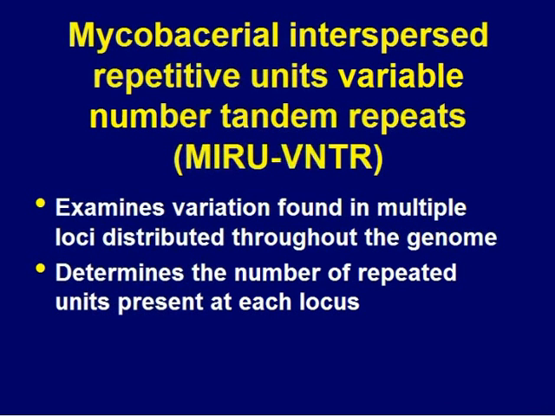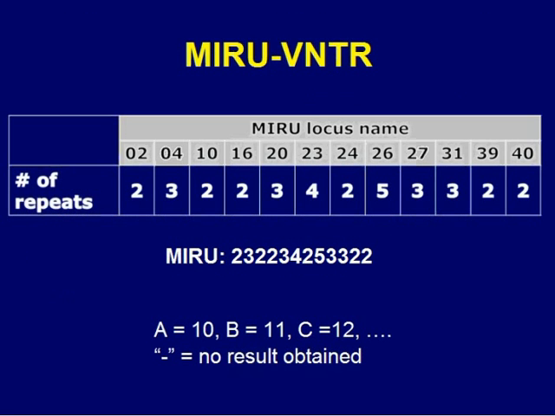MIRU-VNTR typing differs from spoligotyping in that it examines variation found in multiple loci or locations distributed throughout the genome. These loci contain tandemly repeated DNA elements, and the number of those repeated elements differ from strain to strain. We analyze each of these loci individually to determine the number of tandem repeats present, and then concatenate these results into a string to generate the MIRU results. To keep the strings at 12 characters, we use the convention that an A is 10 copies, B for 11 copies, and so forth. A dash in the results indicates that no result was obtained for that locus.